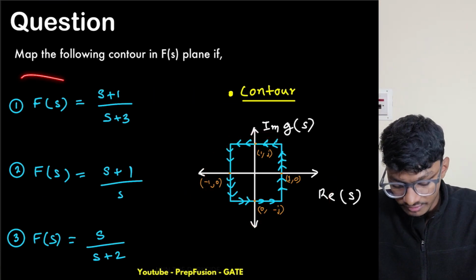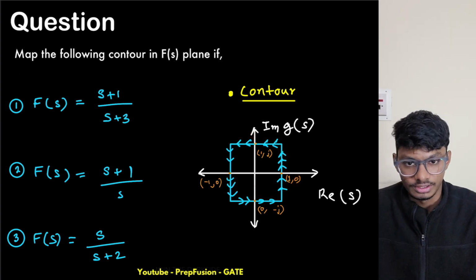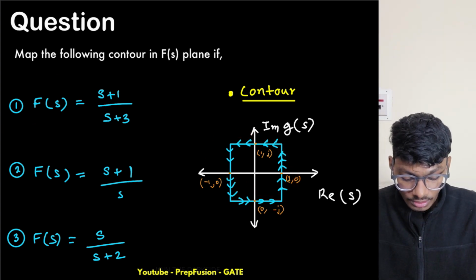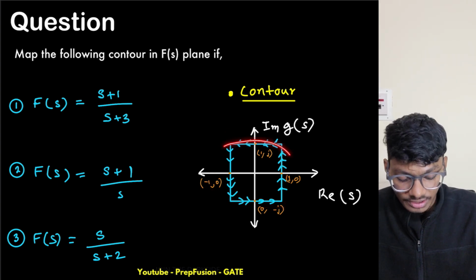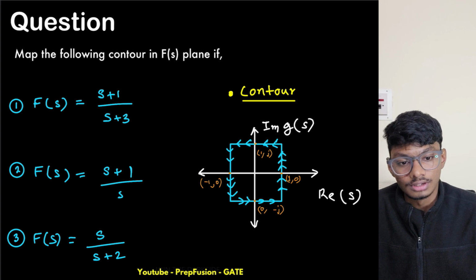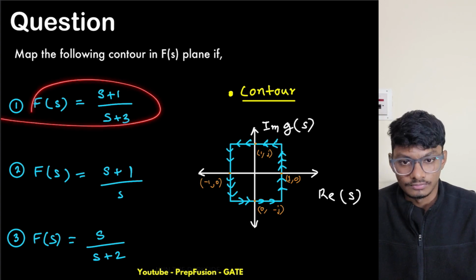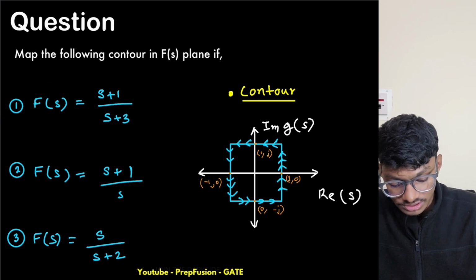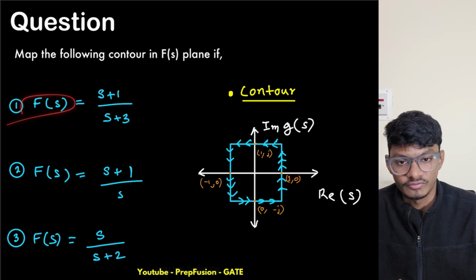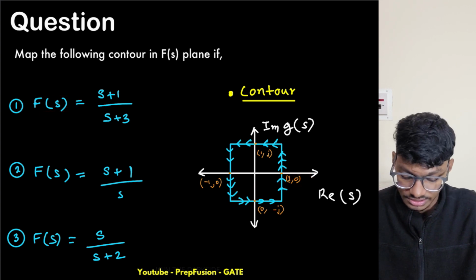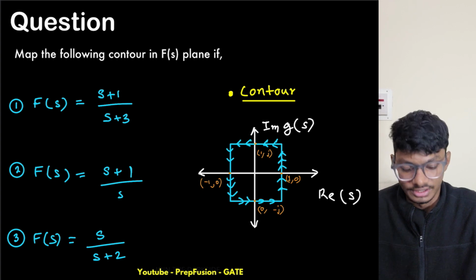We have to map the following contour in this f of s plane. What does this mean? Basically I am varying my points sigma and omega here, right? So whatever variation I'm making, how is it mapping in this function? What are the values? Let's say for s equals 1, what are the values of this f of s, and then I plot the f of s. So let's just do one example, and from there we'll understand.